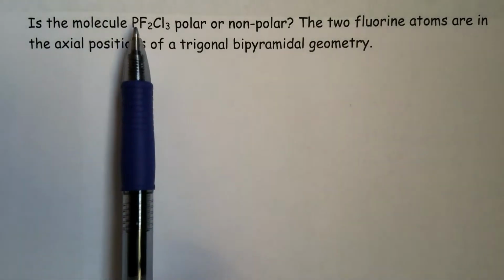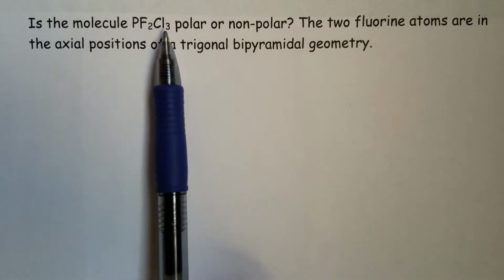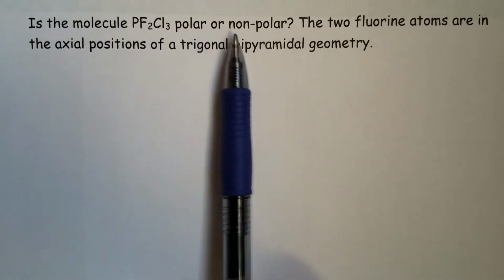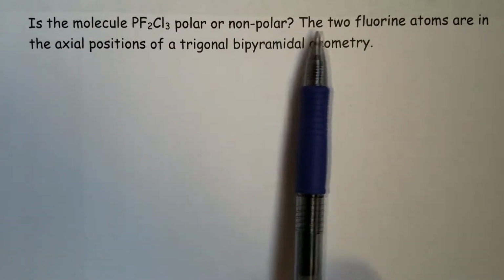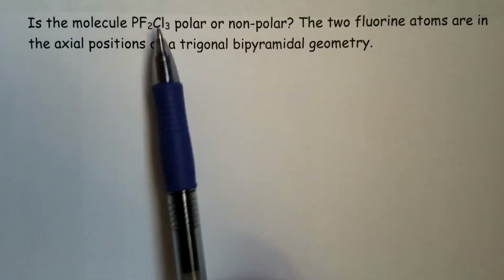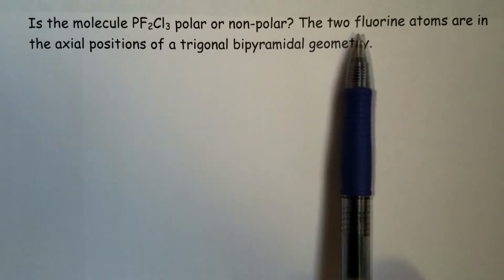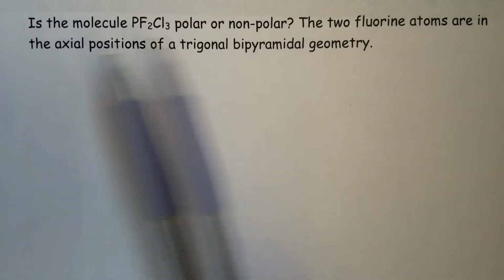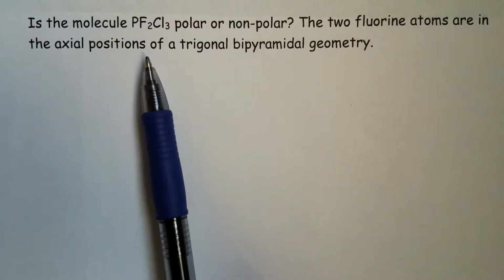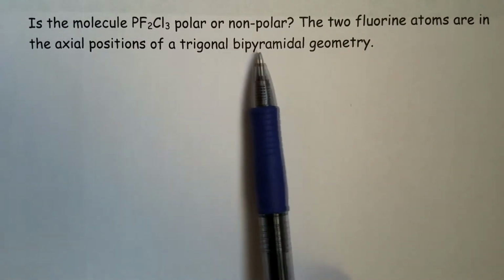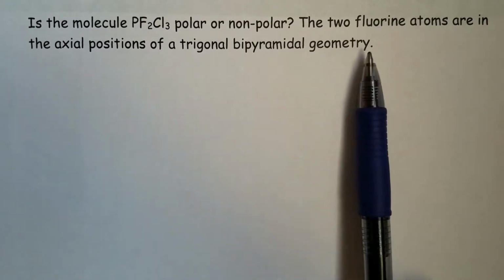Is the molecule PF2Cl3 polar or nonpolar? The two fluorine atoms are in the axial positions of a trigonal bipyramidal geometry.